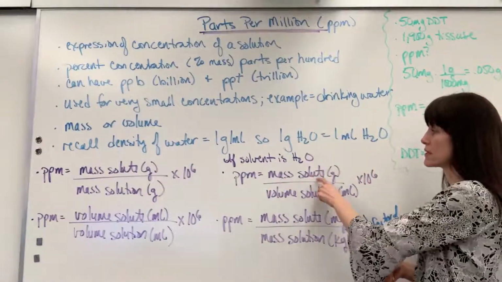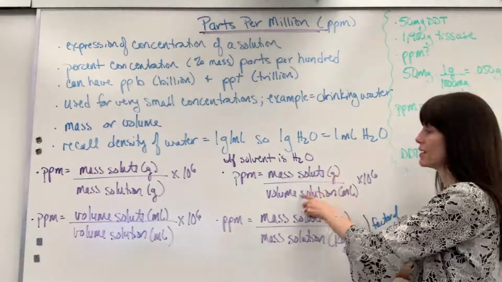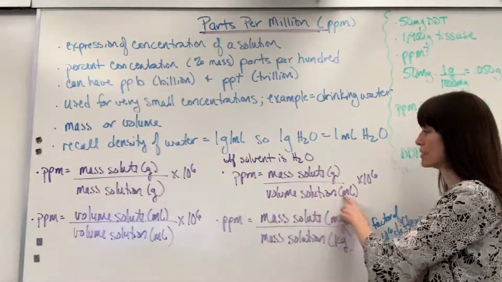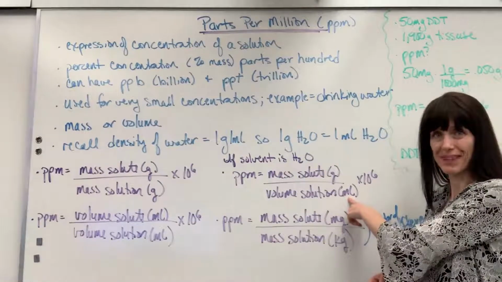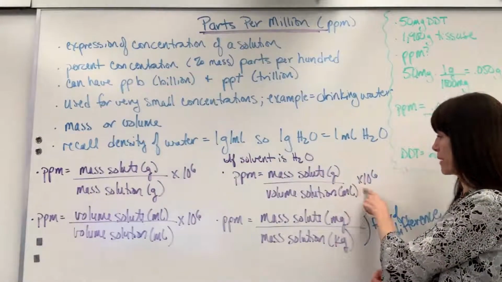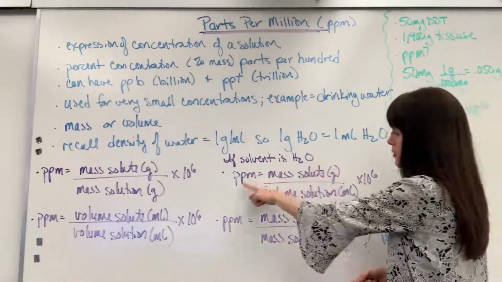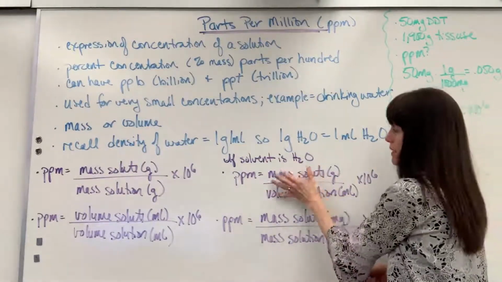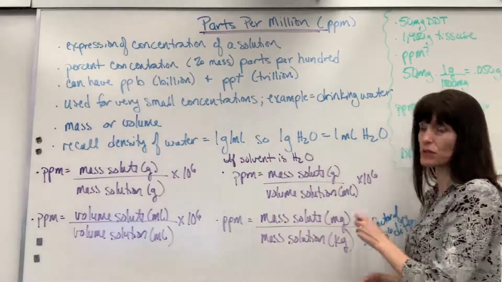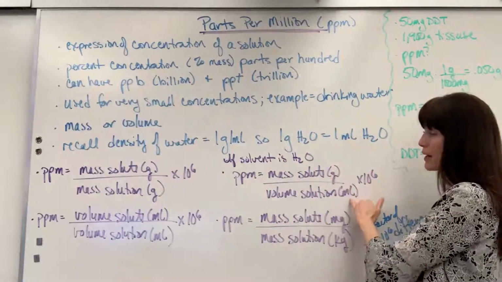We can take the mass of the solute in grams and divide it by the volume of the solution in mils, because remember, 1 gram and 1 mil are the same thing for the density of water, and then multiply by 10 to the 6th. So every once in a while, you might see scientists use that little trick where they will take the mass of the solute divided by the volume of the solution, but in this case, you'll need to have the grams and the mils.